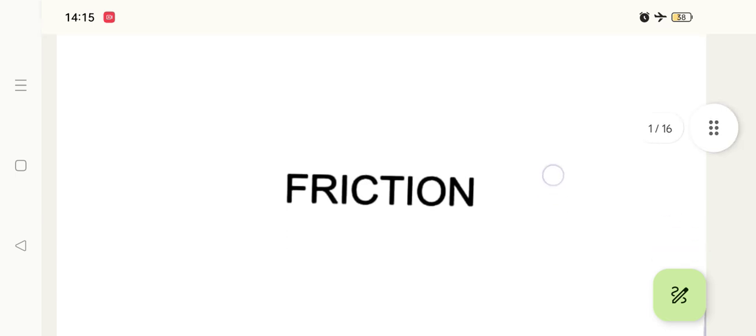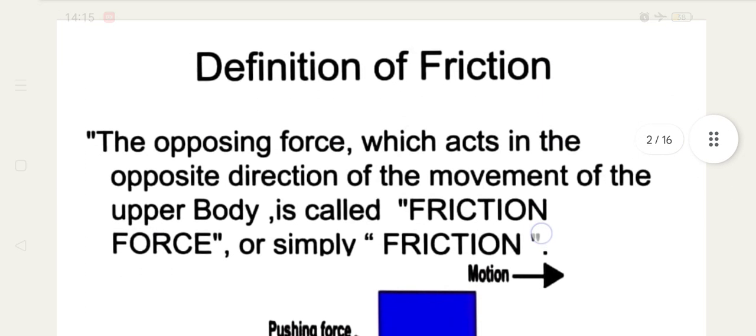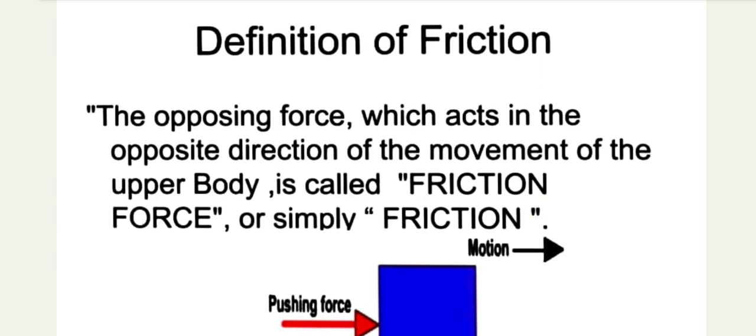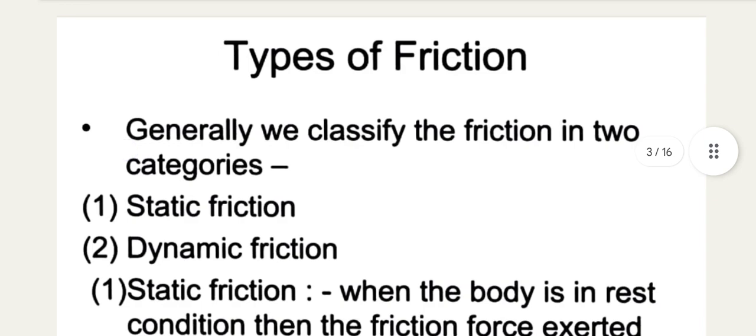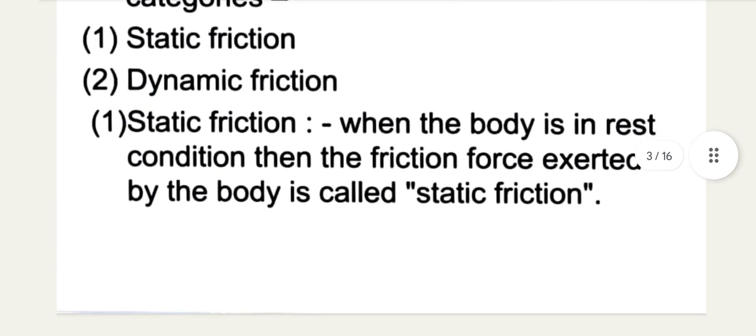Today's topic is friction. Definition of friction: the opposing force which acts in the opposite direction of the movement of the upper body is called friction. And types of friction: generally we classify friction into two categories: static friction and dynamic friction.